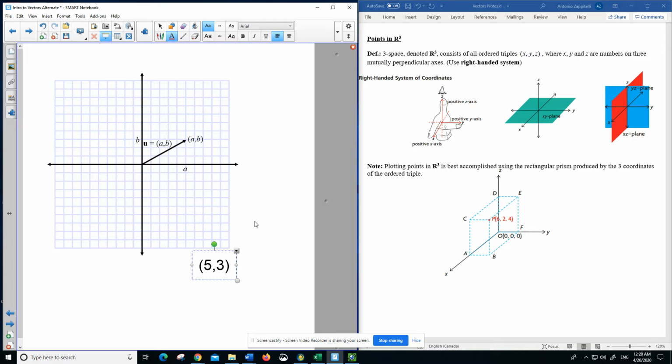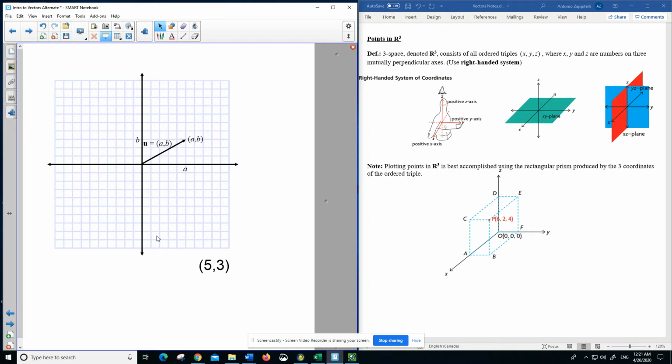Now, one thing you have to keep in mind is that just because we're defining the vector starting at 0, 0, we can still move it around. This still represents the vector (5, 3). Because if I were to place it at the origin, remember, vectors are movable, it would still have an x value of 5, a y value of 3.